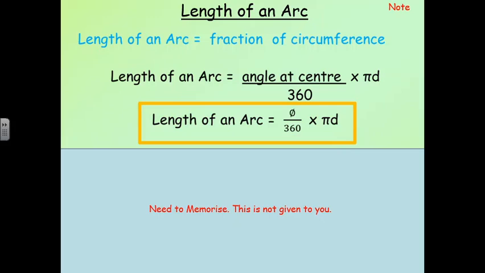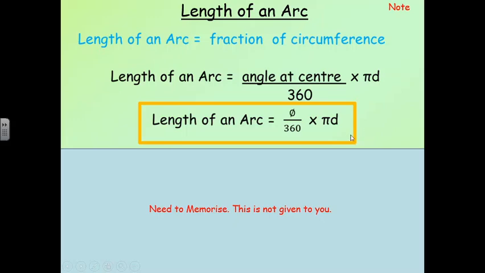So the length of an arc, we've said, is the fraction of the circumference. And that is basically it. If you know that, then you can find it, because you know how to find the circumference, and you can find the fraction via the angle at the center. Another way to think about this is the length of an arc is equal to the angle at the center divided by 360 times pi d, which is the circumference, or simplified with fewer words, just as a formula in the box right here.